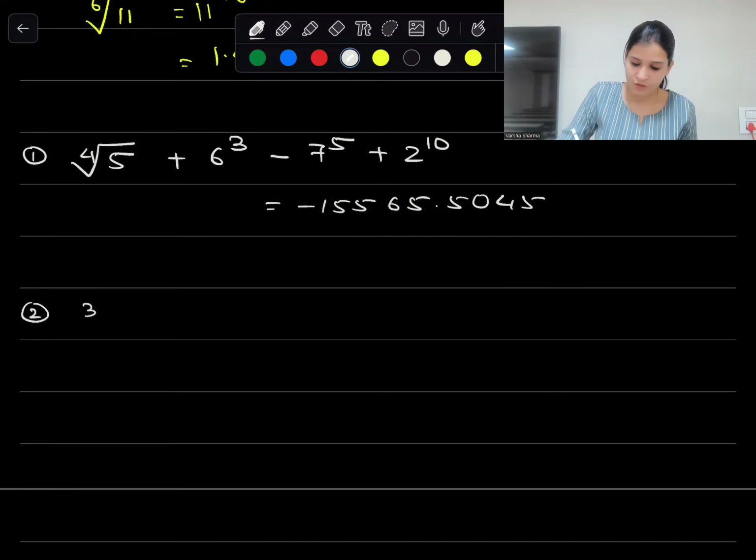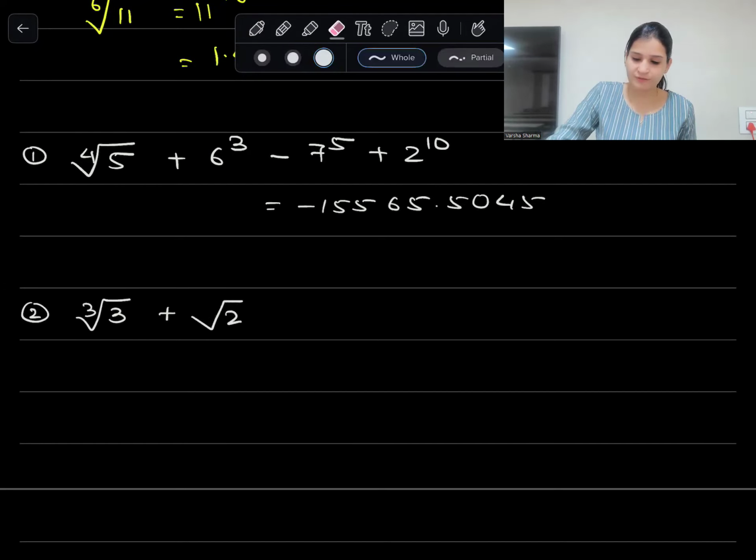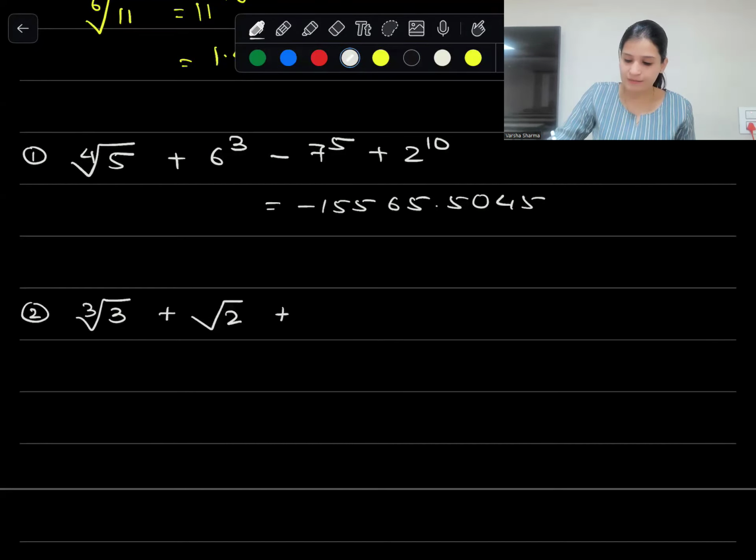Second question: cube root 3 plus square root of 2 plus 6 power 6 minus 2 power 5 plus 1 by 3 to the power 6.